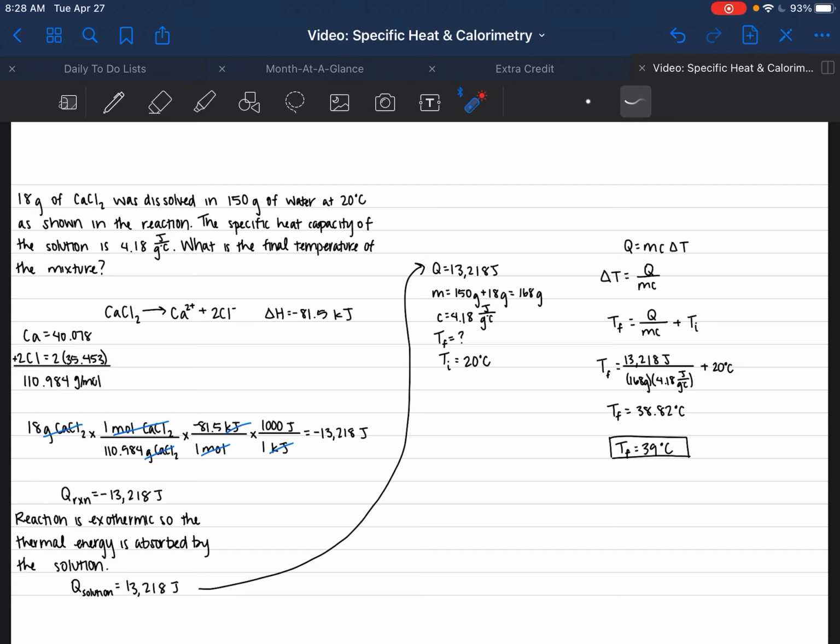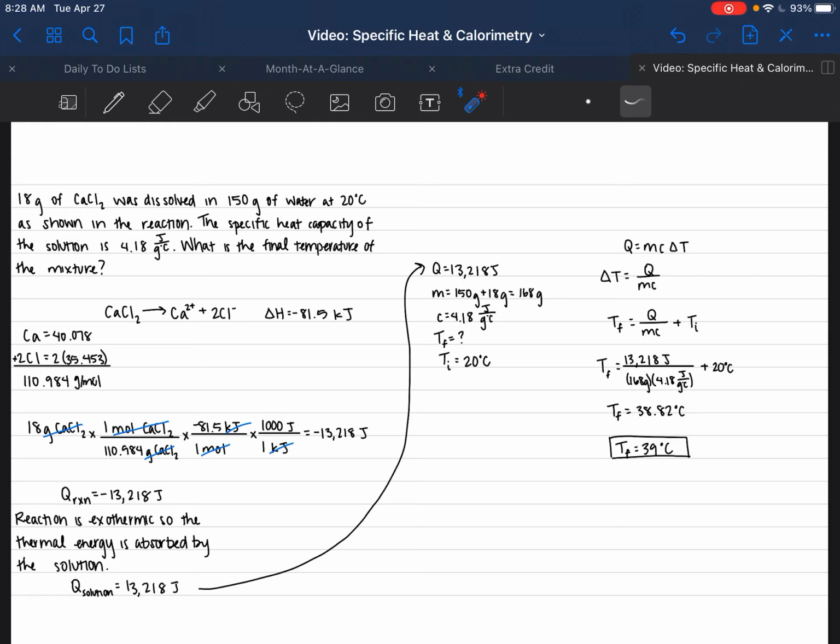So the first thing I need to do, we are given this reaction right here. This should look very familiar from when you were working with enthalpy. So we have calcium chloride breaking apart into those ions in water, and that delta H, or that change in enthalpy, is negative 81.5 kilojoules. So remember, if it's a negative number, that tells us that it is exothermic. It's giving off that heat. So that reaction is losing heat energy.